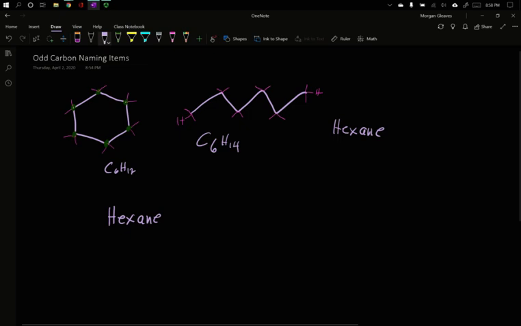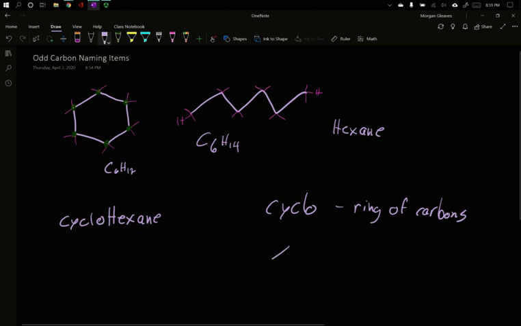They can't both be hexane. These are very different. So what we have to tell you about the ring is that it is a ring. We say cyclo. Cyclo is a prefix to the carbon chain length. It tells us it is a ring of carbons. Now you can get rings that have other atoms in them. They won't be cyclos. This is a ring of carbon atoms.